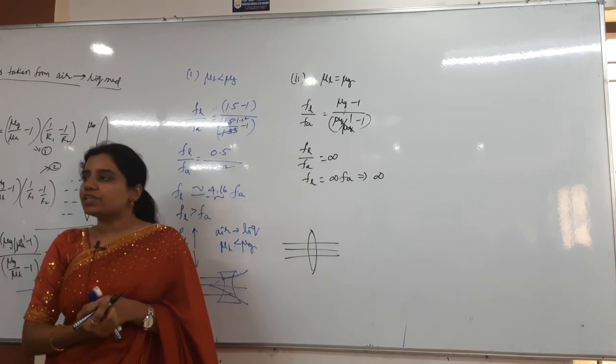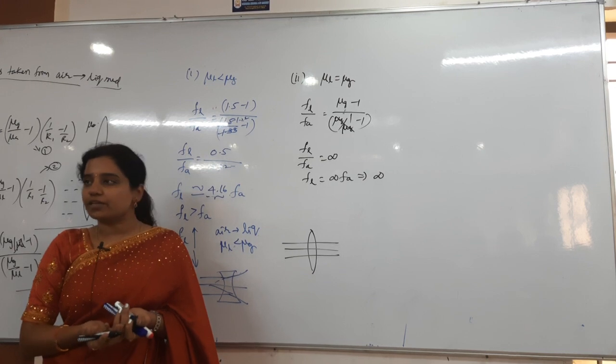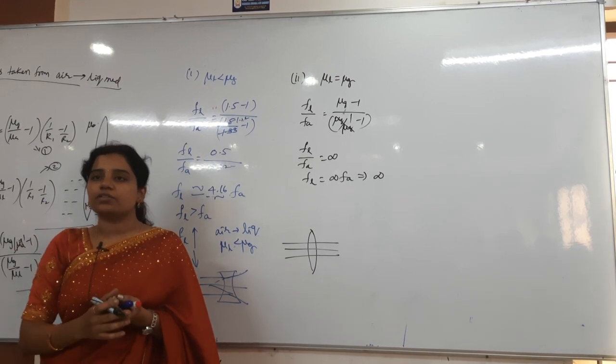When will the light bend? Whenever the refractive index is different, either denser to rarer or rarer to denser.